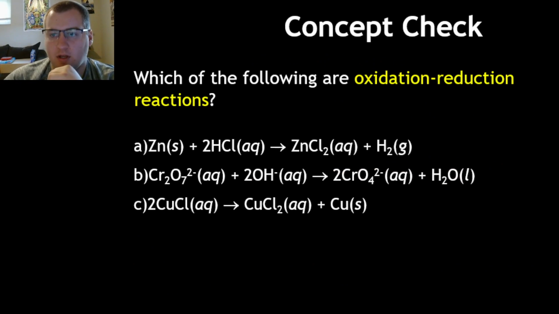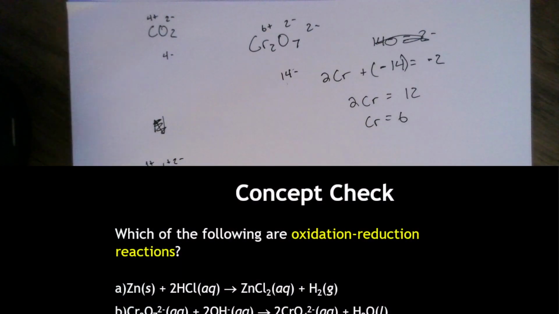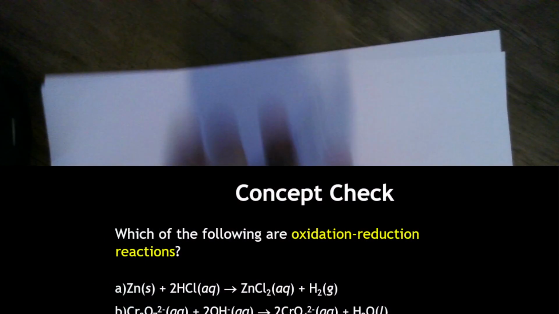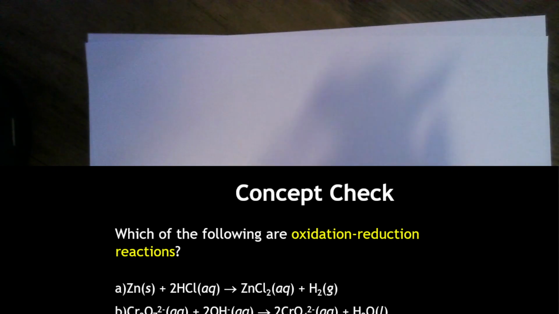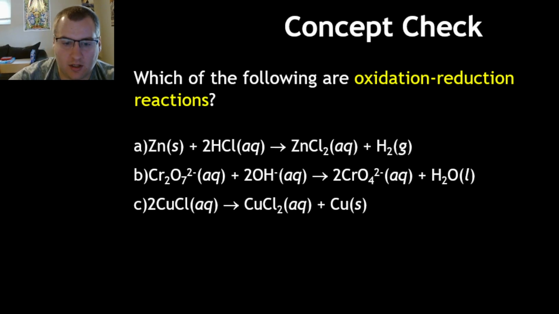Which of the following are oxidation reduction reactions? Let me go back for a second. I have three different reactions here. I need to determine which of these are a transfer of electrons. What that means is the oxidation number of something in the reaction is going to change from the reactants to products. So let me copy these down.